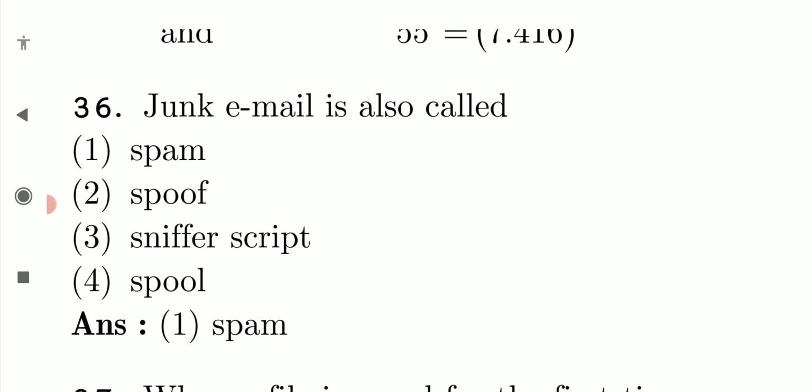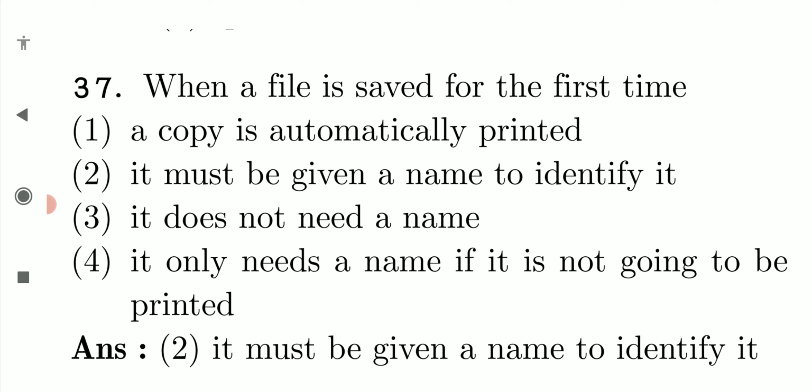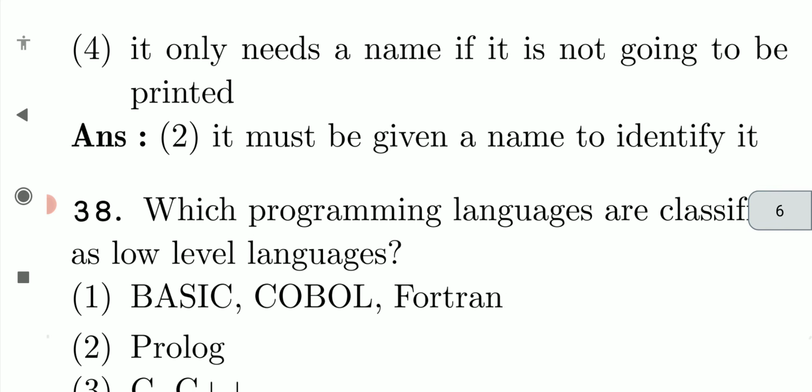Junk email is also known as spam. Okay, computer question. When a file is saved for the first time, see the second one, it must be given a name to identify it.